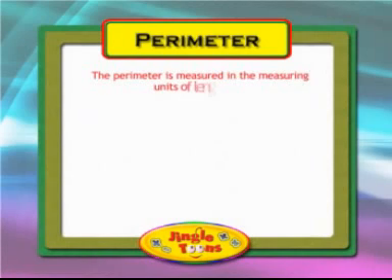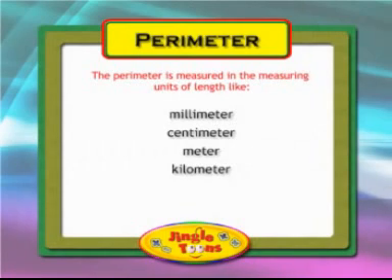The perimeter is measured in the measuring units of length like millimeter, centimeter, meter, kilometer, inches, feet and etc. The unit of perimeter is same as the unit of length used for the geometrical object of which the perimeter has to be found.